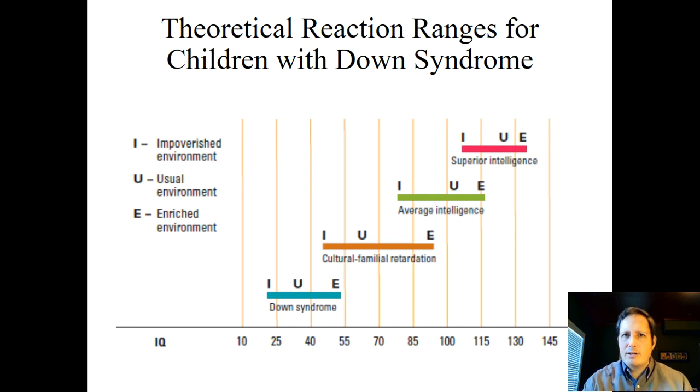And this is a reaction range with children with Down syndrome, but you can see this concept can play anywhere. The best way to look at your intellectual potential is this: you have your genetics, which is kind of a nail in the board. This is what your usual environment genetic potential is. And the environment is kind of a rubber band that you can stretch either way.